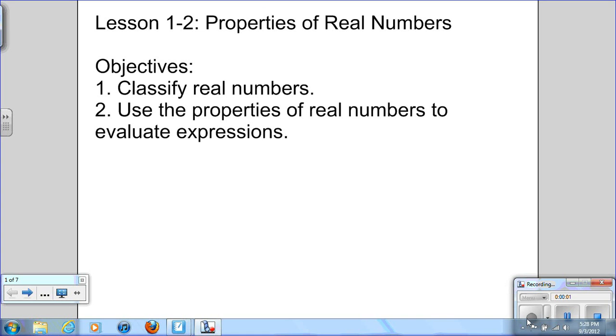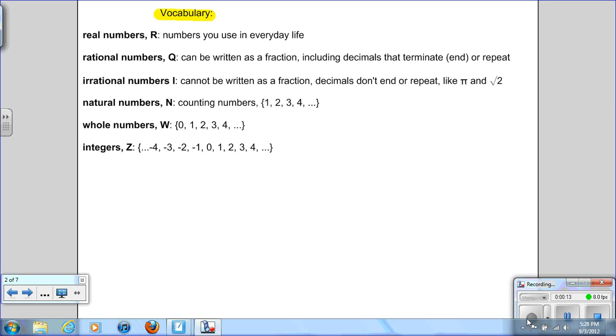to properties of real numbers. Our objectives today will be to classify real numbers, and then tomorrow we will look at using properties of real numbers to evaluate expressions. So I've split this lesson into 2 videos and 2 days. So here are the sets of numbers.